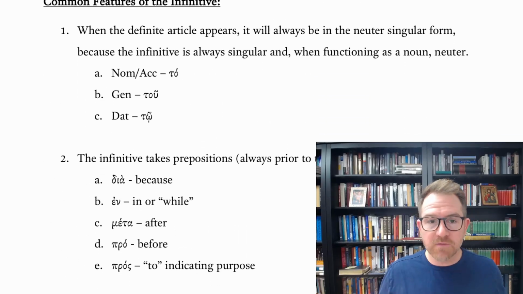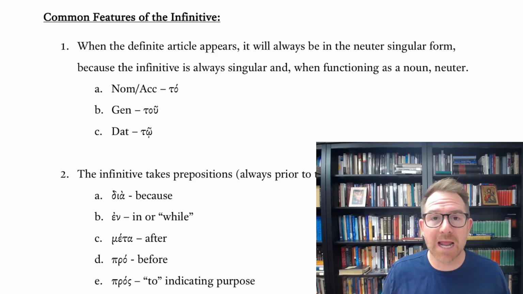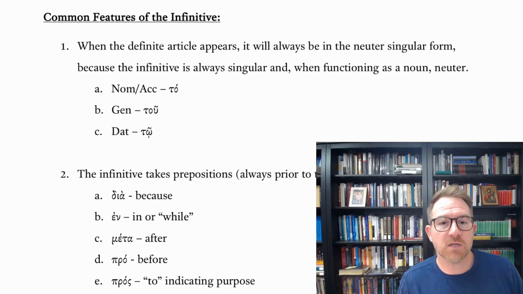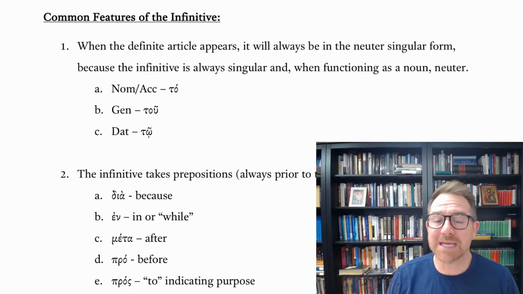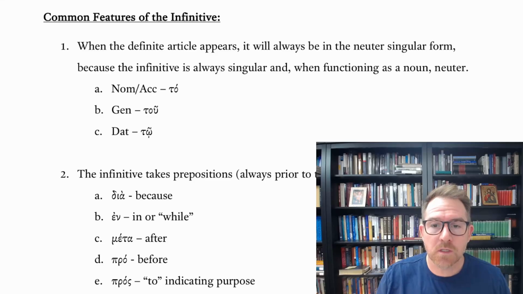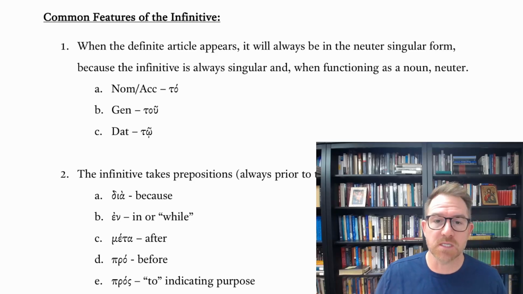Again, when we're talking about infinitives, when we talk about tense, we're not talking about the when, we're talking about the kind of action being described. Is it a snapshot action, or is it a kind of imperfective aspect, movie clip? Common features of the infinitive: when the definite article appears. Why would a definite article appear on a verb? Because infinitives are verbal nouns. Whenever a definite article does appear on the verbal noun of the infinitive, it will always be neuter and singular, because the infinitive is always singular, and when it functions as a noun, it's neuter.